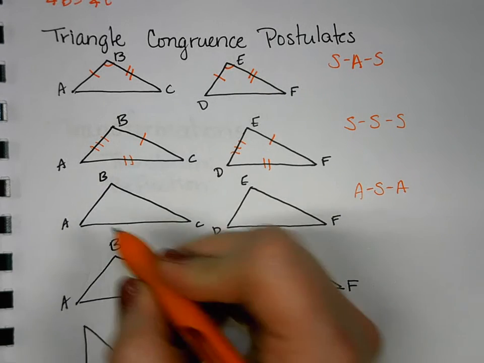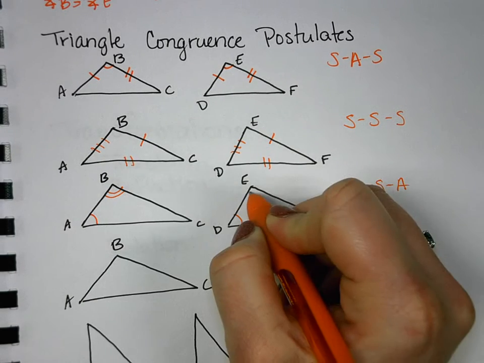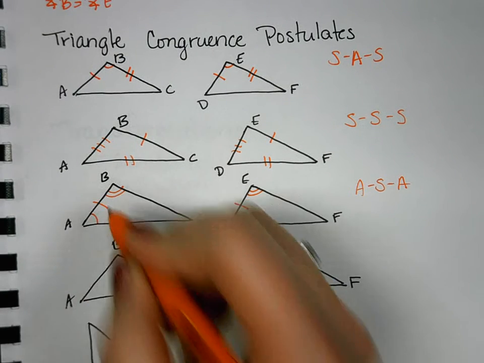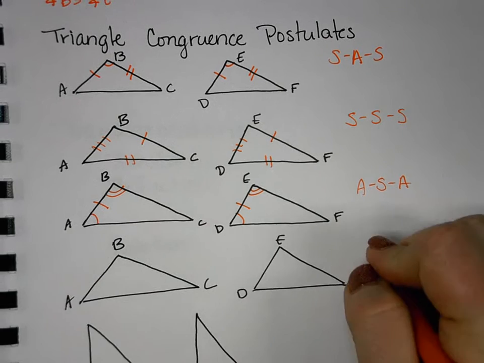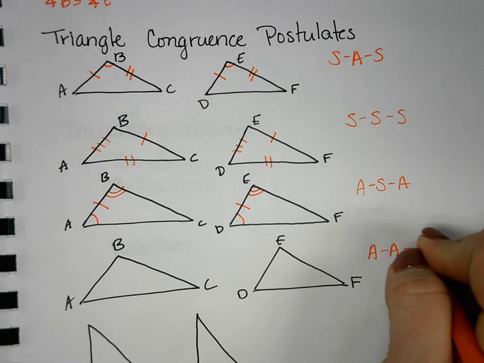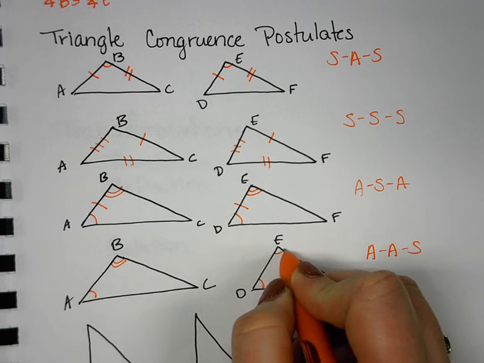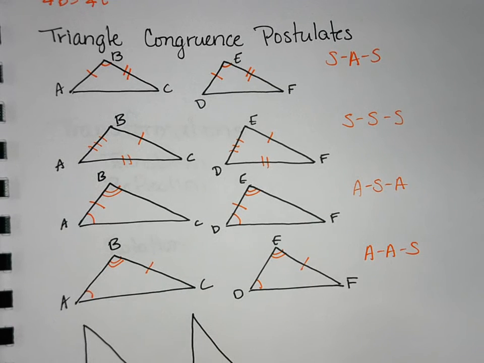So we have 2 angles, angle A and D, B and E, and the S is in the middle, so the side has to be in between the 2 angles. Anyone remember the fourth one? Angle, angle, side. So 2 angles, but the side is not in between them, so it's the side not in between the 2 angles.